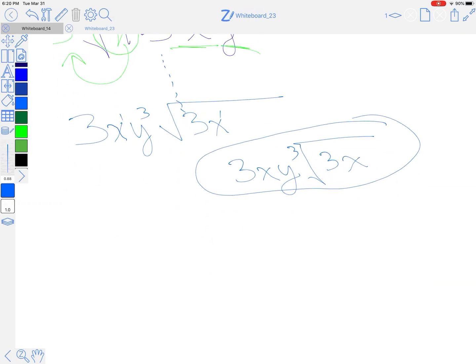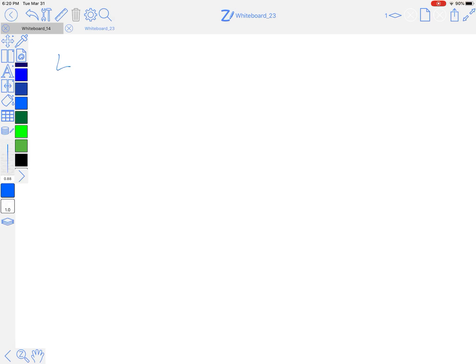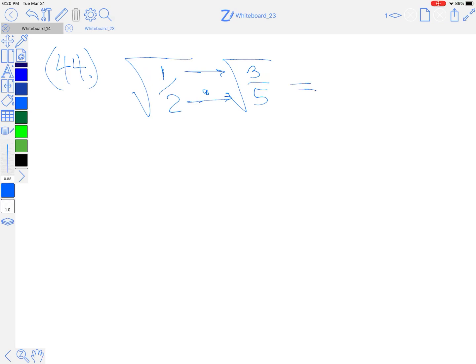And 44, the last one I'm going to work on with you here for tonight. 44. Let's just say the square root of 1/2 times the square root of 3/5. Well, when we multiply these, we just multiply straight across. 1 times 3 is 3. 2 times 5 is 10. So it's the square root of 3/10, which really means the square root of 3 over the square root of 10.